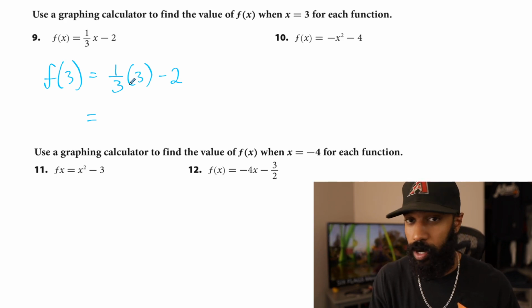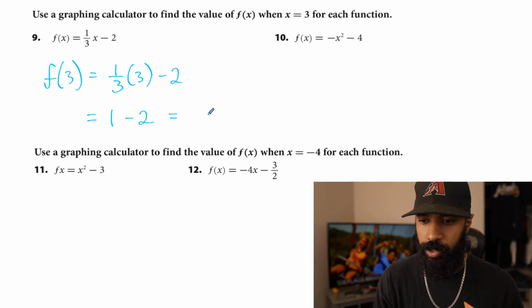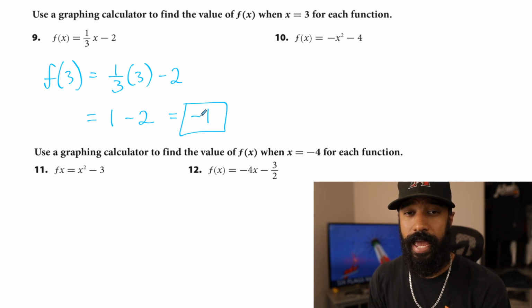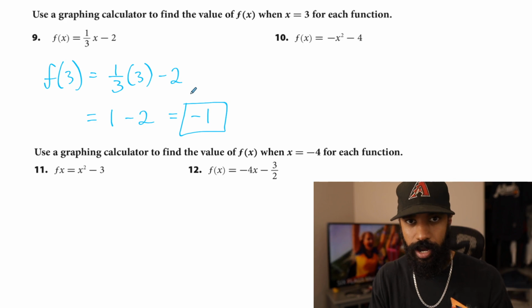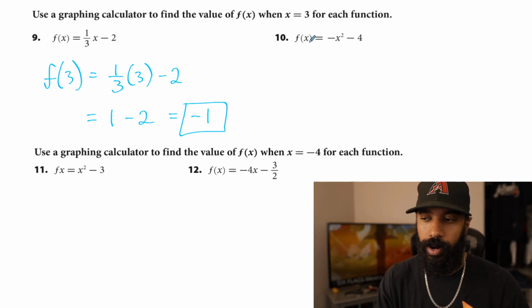3 divided by 3 is 1. Remember, they do divide. Times 1 is 1. 1 minus 2 equals negative 1. So again, that means that when I substitute 3 for x, I'm getting negative 1 for y. That is the end result. That is a point on a graph for this function. Okay, not that we're graphing it.